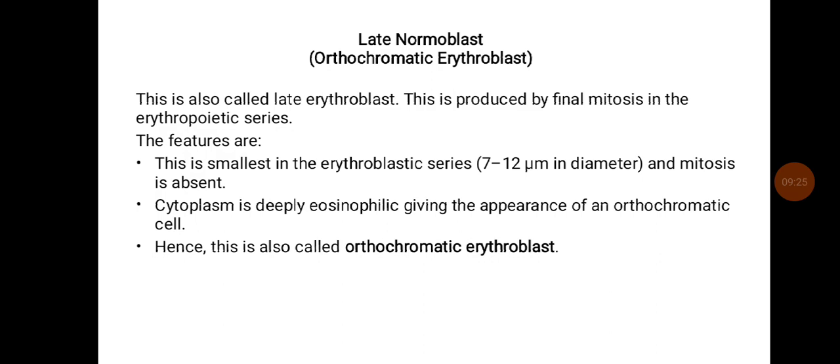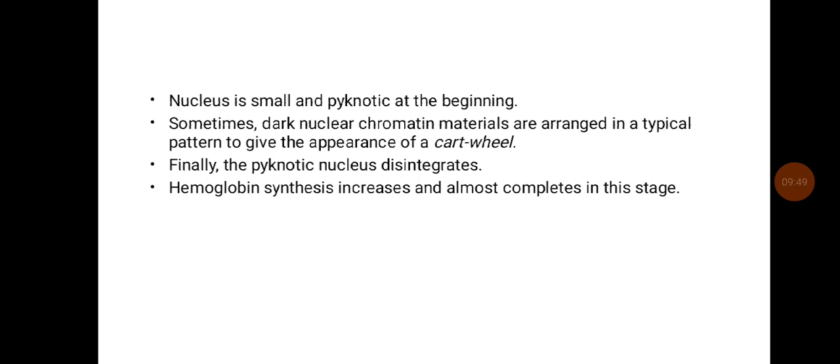Late normoblast. This is produced by the final mitosis in the erythropoietic series. Features: the cells are 7 to 12 microns in diameter and mitosis is absent. The cytoplasm is deeply eosinophilic, giving the appearance of orthochromatic cells. Hence it is also called the orthochromatic erythroblast.